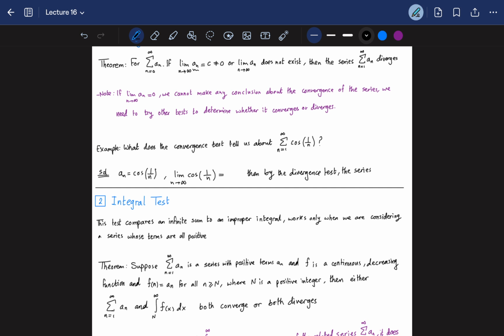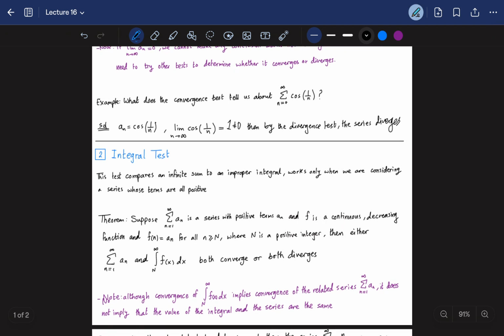So let's start with this series. If I have this infinite series of cosine of 1 over n, and I want to apply the divergence test, let's take the limit. The limit of cosine of 1 over n is going to be equal to 1, because cosine has the range of -1 to 1, and as n goes to infinity, it can't go above 1. So here, the limit is equal to 1, which means it is not equal to 0. So directly by the divergence test, the series diverges. That's it.